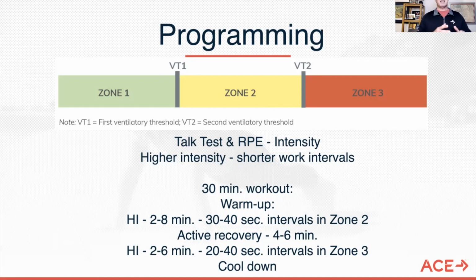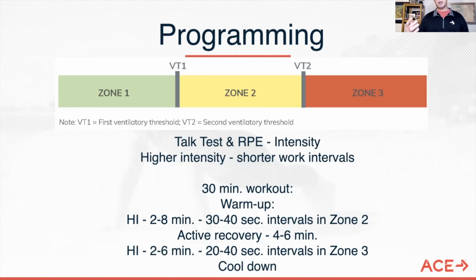The first high-intensity work interval can be between 2 and 8 minutes in length. That's not for the entire workout. That's the first block of high-intensity intervals. You want work intervals between 30 and 40 seconds in length, and you want recovery intervals to be short. They can be between 10 to 30 seconds.